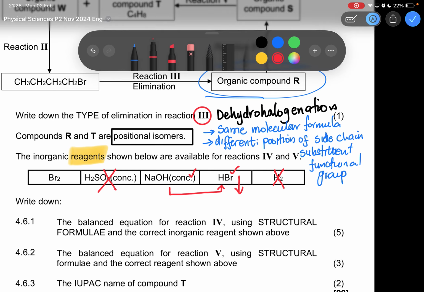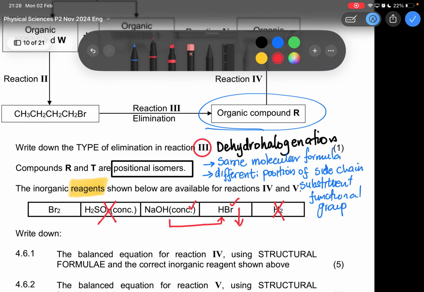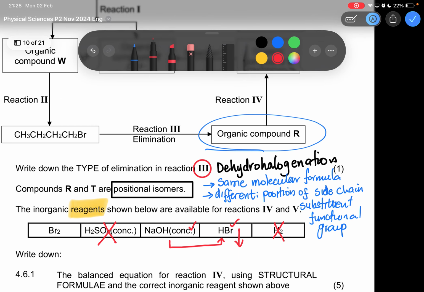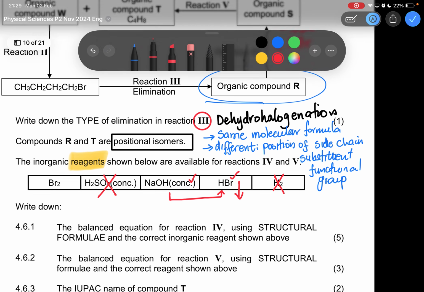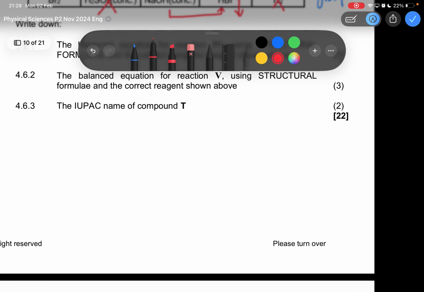So now they want us to write down a balanced equation for reaction 4 using structural formulae. Right, so which tells me that I'm going to add HBr. So here it is plus HBr. Remember, I have built one in, so I'm going to write the name for now.